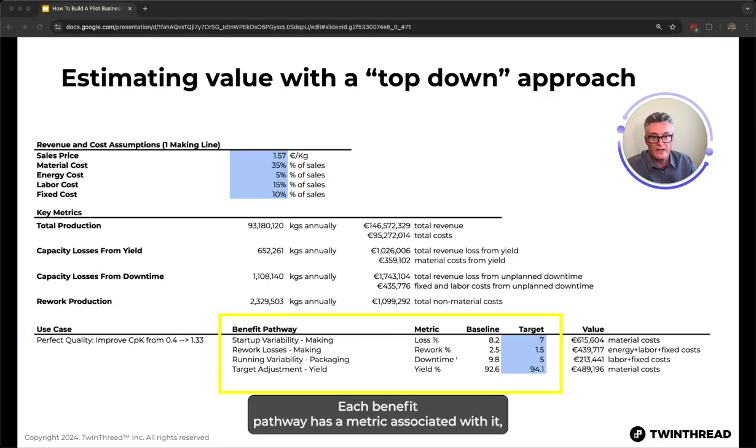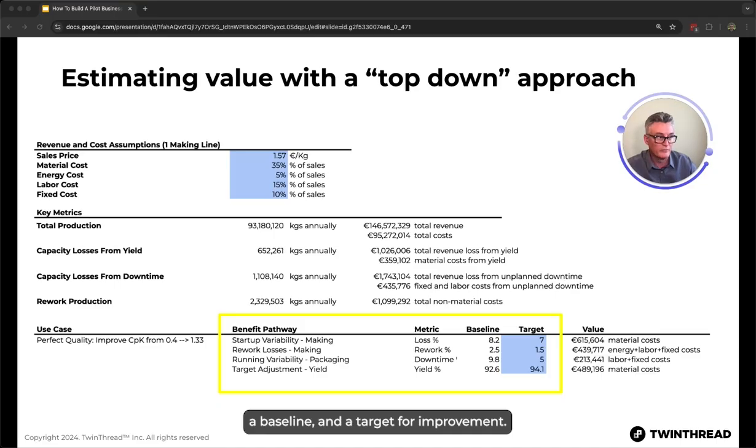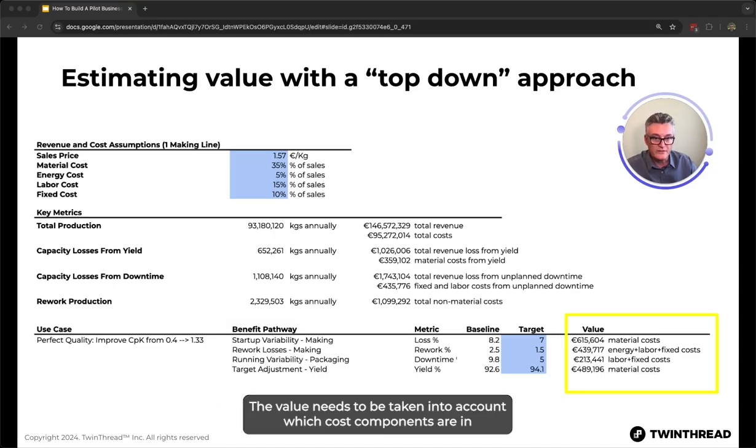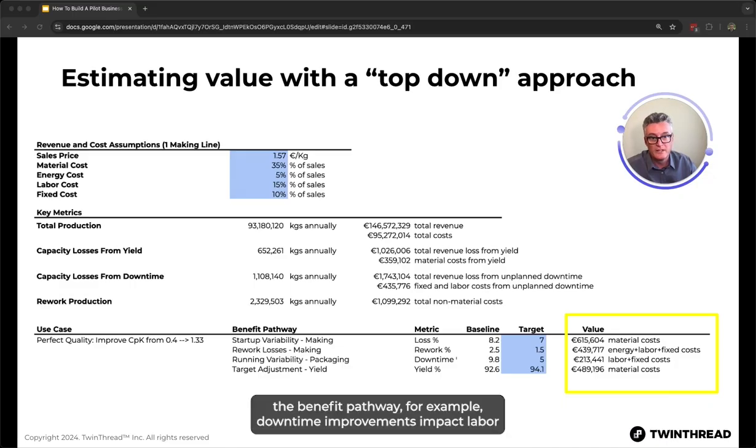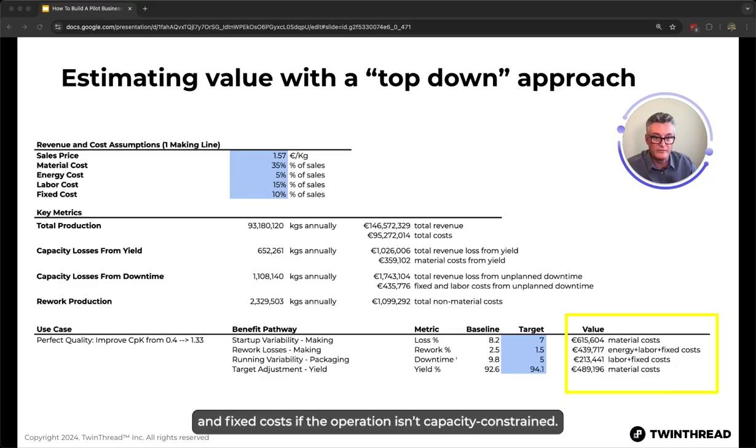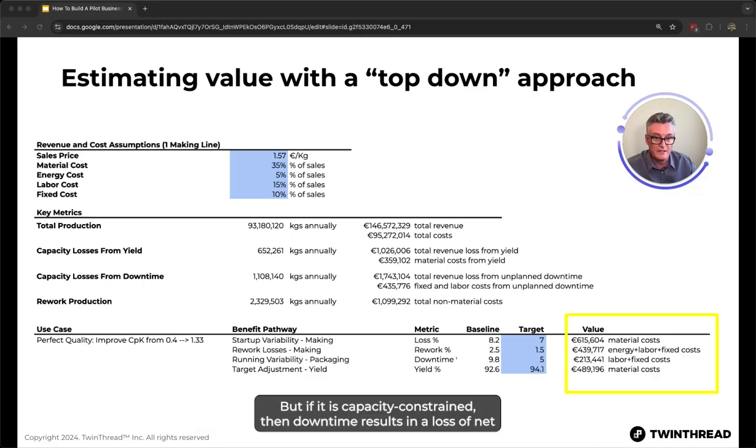Each benefit pathway has a metric associated with it, a baseline, and a target for improvement. The value needs to take into account which cost components are in the benefit pathway. For example, downtime improvements impact labor and fixed costs if the operation isn't capacity constrained. But if it is capacity constrained, then downtime results in a loss of net sales margin for the amount of product that wasn't produced while down.